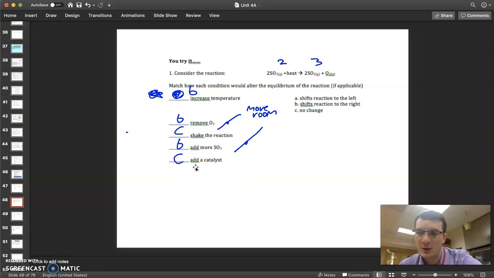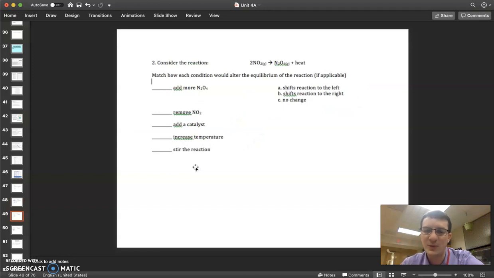Okay, so try question set 2. Again, pause the video. You can unpause in a few seconds and see how you do. All right, so you should have tried this one on your own, see if you got it. So this one we have add more N2O4. That's going to push it to the left because you made the right side much heavier.